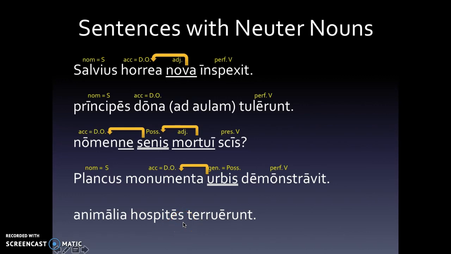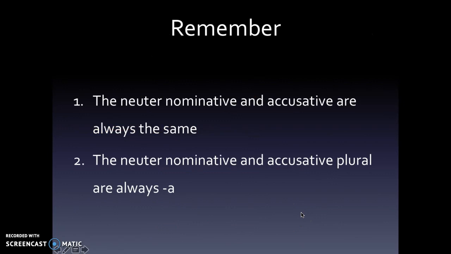But unfortunately, we have no context. So is it the animals terrifying the guests? Or the guests terrifying the animals? We don't know. We'll never know. But I'm just going to go with the animals terrifying the guests for now. So don't forget, the neuter nominative and accusative are always the same. The neuter nominative and accusative plural always end in A.